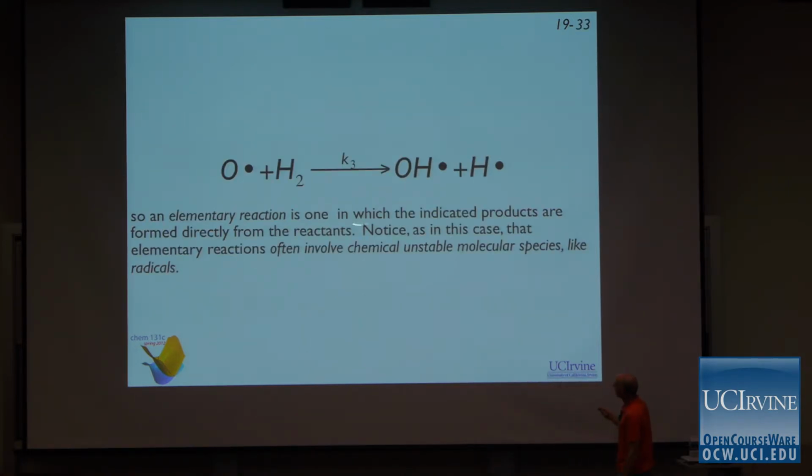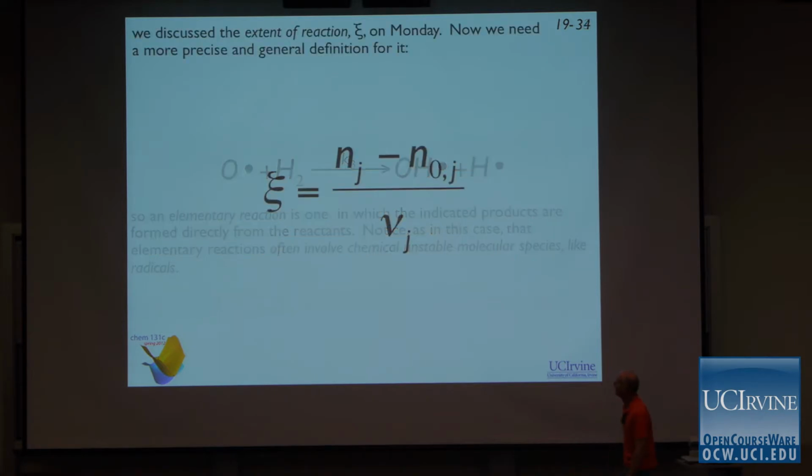So, an elementary reaction is one in which the indicated products are formed directly from the reactants. Notice, as in this case, that an oxygen atom actually collided with H2, and we got OH radical and hydrogen atom.